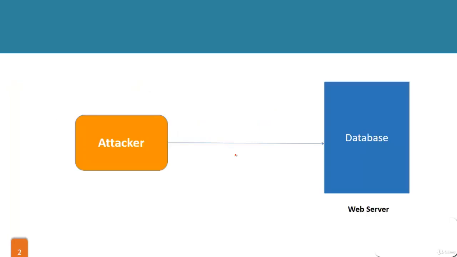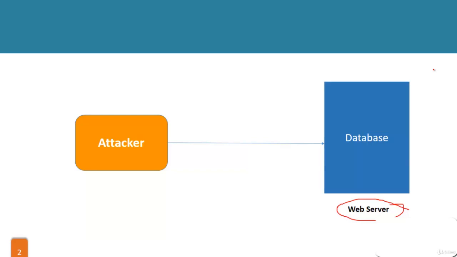So this is the scenario. We have an attacker and we have a database, and the database is obviously inside a web server. So the web server contains the database, alright? So if you want to attack a website, you are at the front end of the website and you need to enter some queries so that you can connect with the back end of the database, which is the back end of the server. So these queries are called SQL queries. SQL is called structured query language, and this language is used to communicate from the front end to the back end.